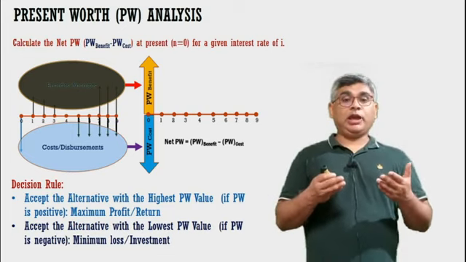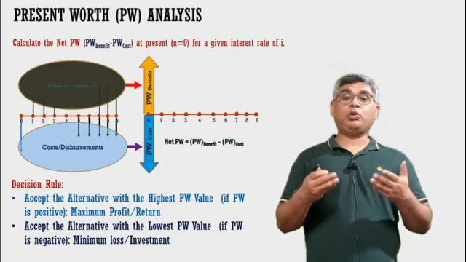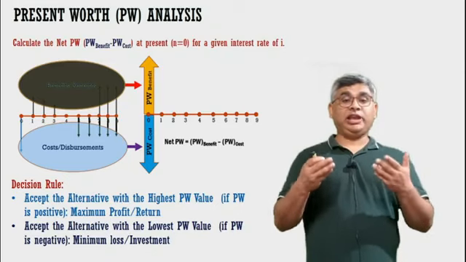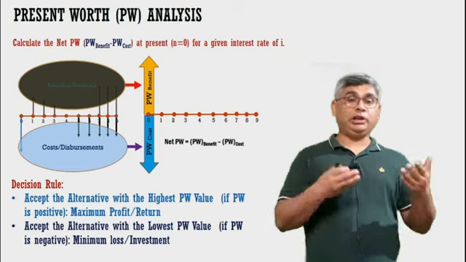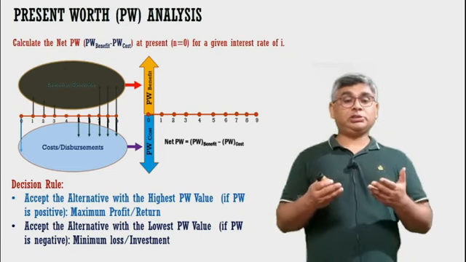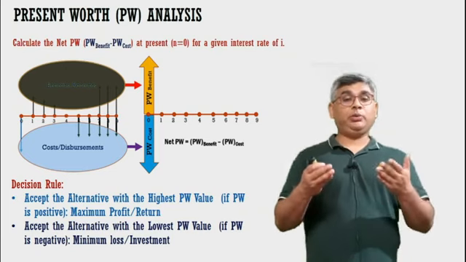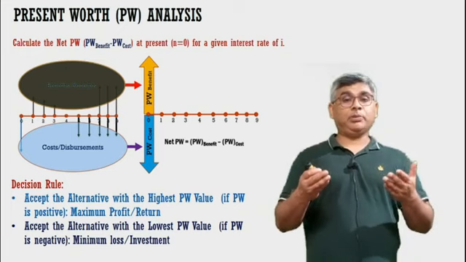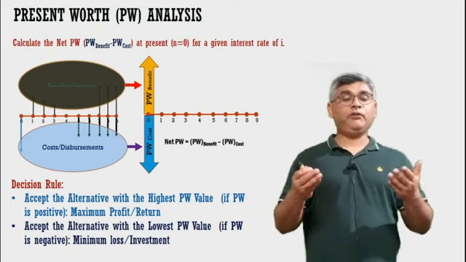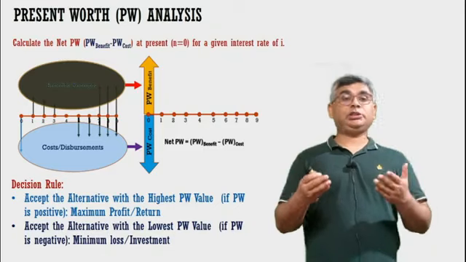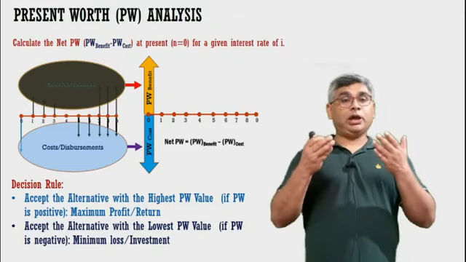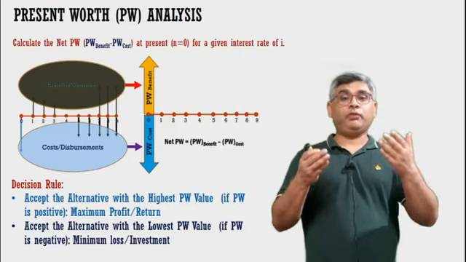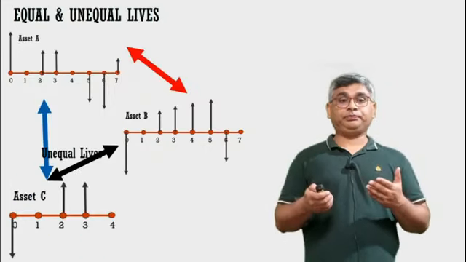Similarly, if the net present worth comes out to be negative, it means that the expenditure is higher than the income. In that case, we select the one having a minimum loss or a minimum amount of investment. So this is the decision rule which we apply when we are carrying out the present worth analysis.